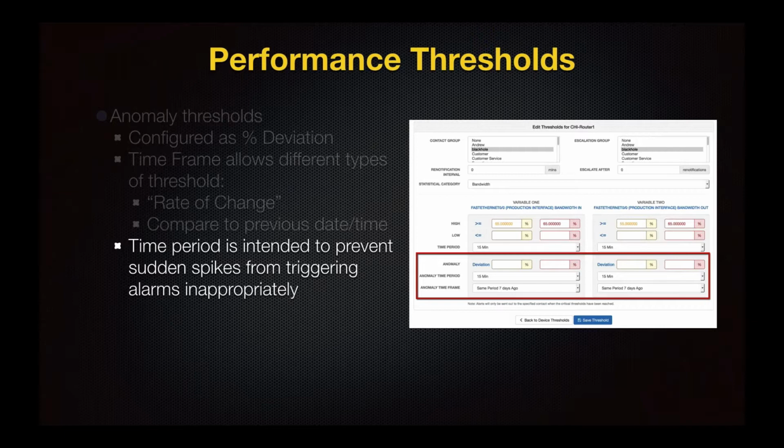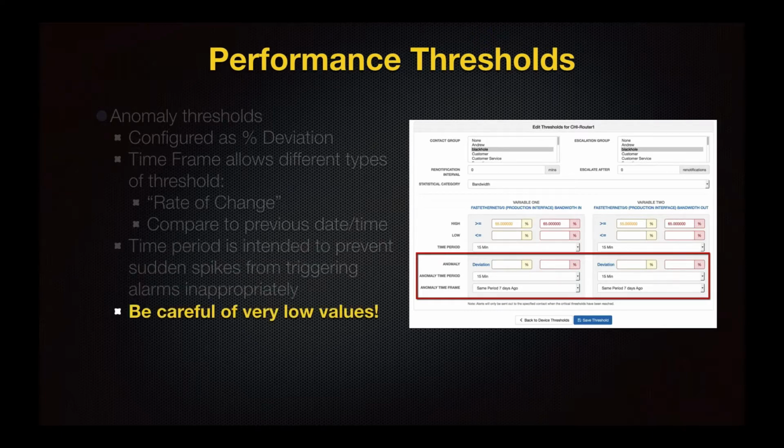Now, one thing to remember about anomalies is that when you're configuring percentage anomalies, you have to be careful of very low values, because if the baseline value for something is like 0.001, a 1,000% increase still means it's only at 1. So you have to be a little bit aware of it when you configure that.